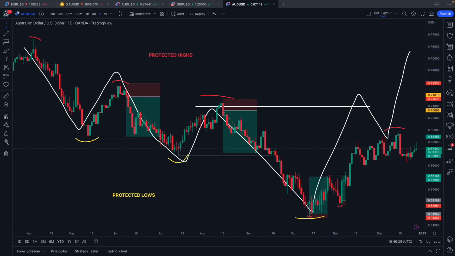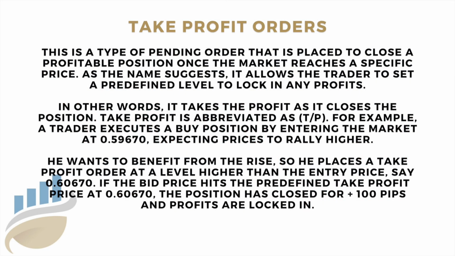Okay, now take profits are the opposite. Take profits are good things. A take profit order is something that is placed at an area that we believe price can go to and is achievable.